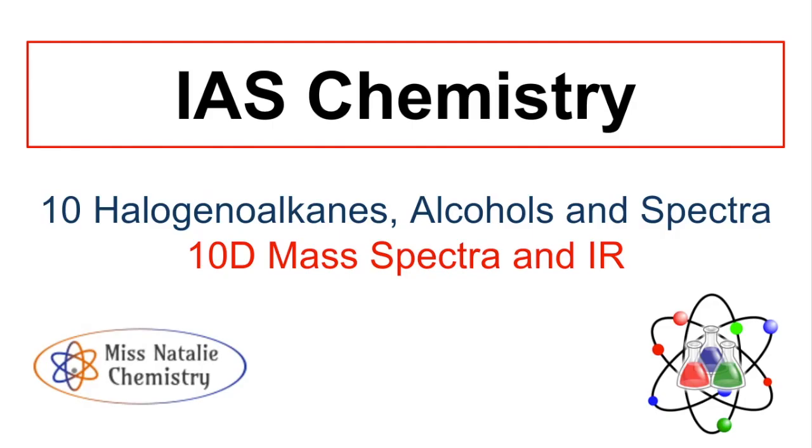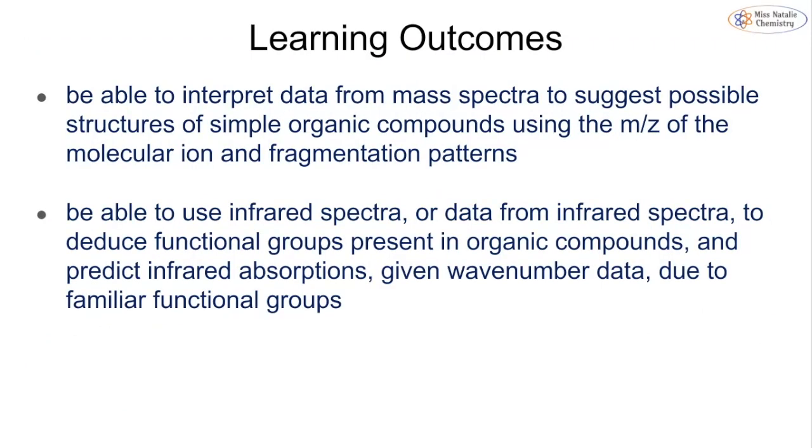This video is going to be looking at topic 10D for the International IAS level chemistry from Edexcel, and we're going to be focusing on mass spectrometry and infrared. So we're going to be looking at how we interpret the data from mass spectra in order to suggest possible structures for organic compounds. So this is using our mass to charge ratio and also our fragmentation patterns.